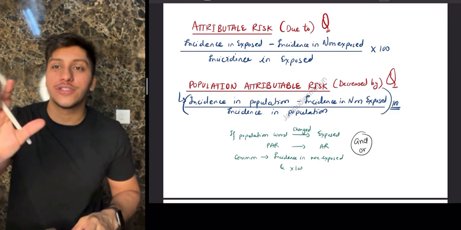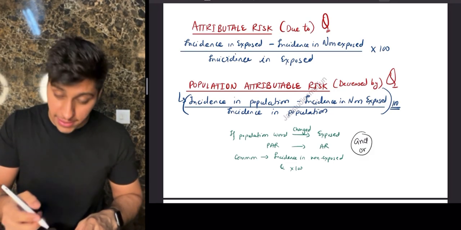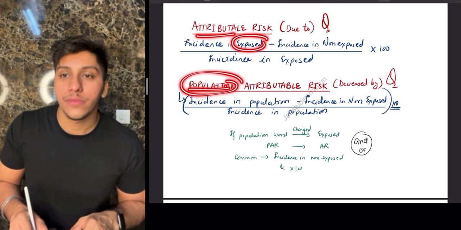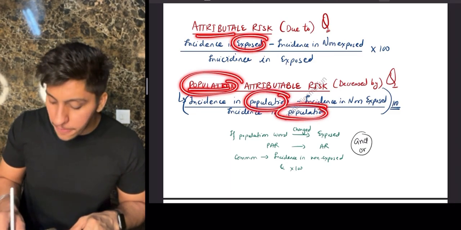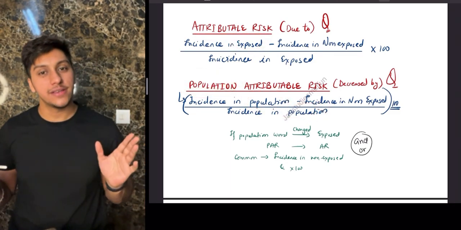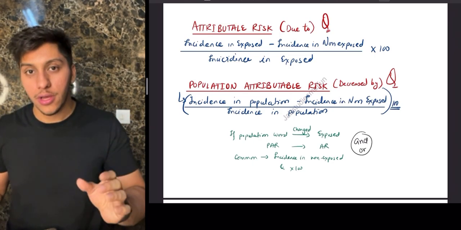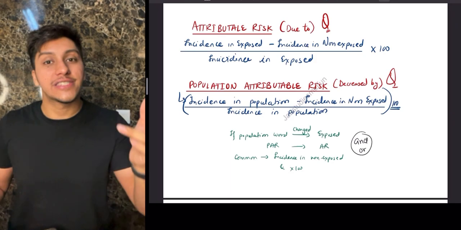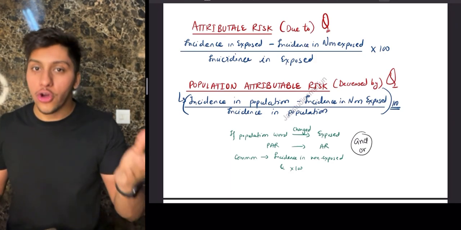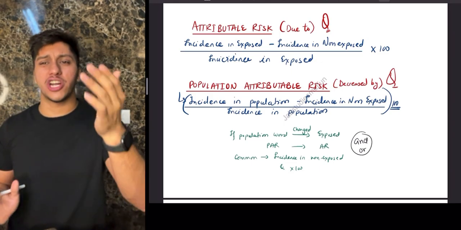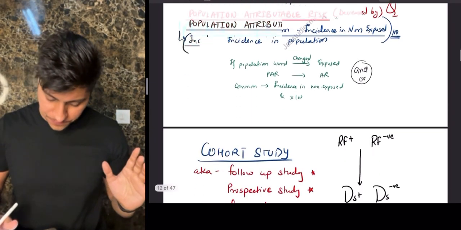So the only difference, and how you remember it is also very easy: in attributable risk it is exposed, P for population, and over here change exposed to population. So that is very easy. What is attributable risk? Incidence in exposed minus non-exposed divided by exposed. Population attributable risk is incidence in population minus incidence in non-exposed divided by incidence in population. That is all you have to remember for attributable risk and population attributable risk.